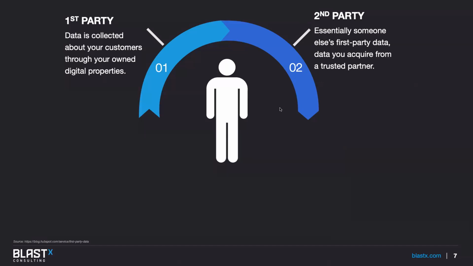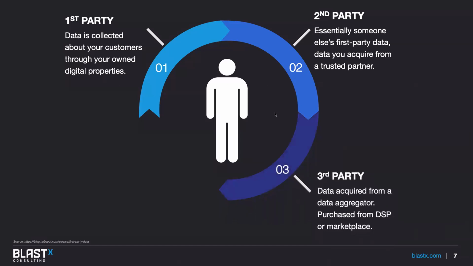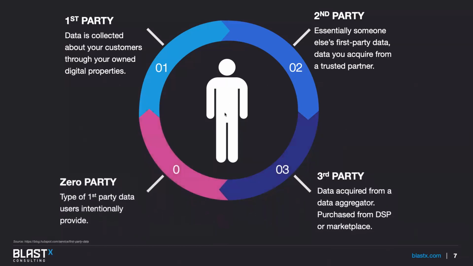The next one is third-party data. And this is the type of data that is going to be severely impacted with third-party cookies going away. This is data acquired from a data aggregator, purchased from a DSP or marketplace. Now, when we think about winning the experience, really driving that strong relationship with customers going forward, it is this last data type, zero-party data, that's going to be the differentiator.